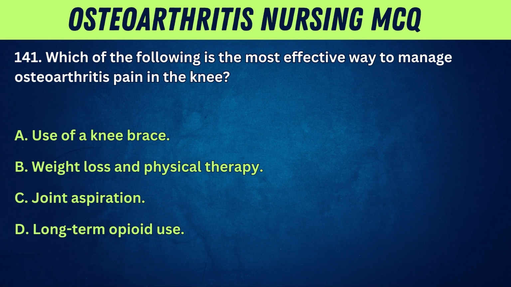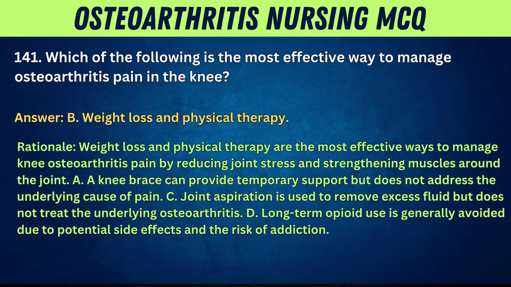141. Which of the following is the most effective way to manage osteoarthritis pain in the knee? A. Use of a knee brace. B. Weight loss and physical therapy. C. Joint aspiration. D. Long-term opioid use. Answer: B. Weight loss and physical therapy. Rationale: weight loss and physical therapy are the most effective ways to manage knee osteoarthritis pain by reducing joint stress and strengthening muscles around the joint.